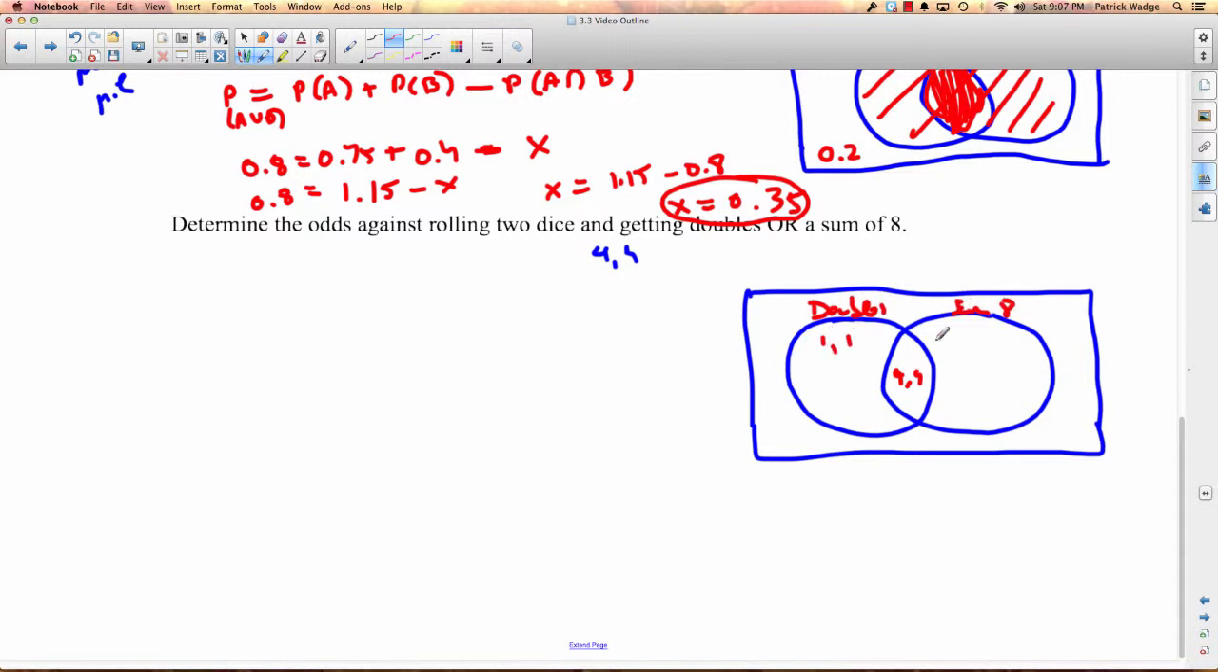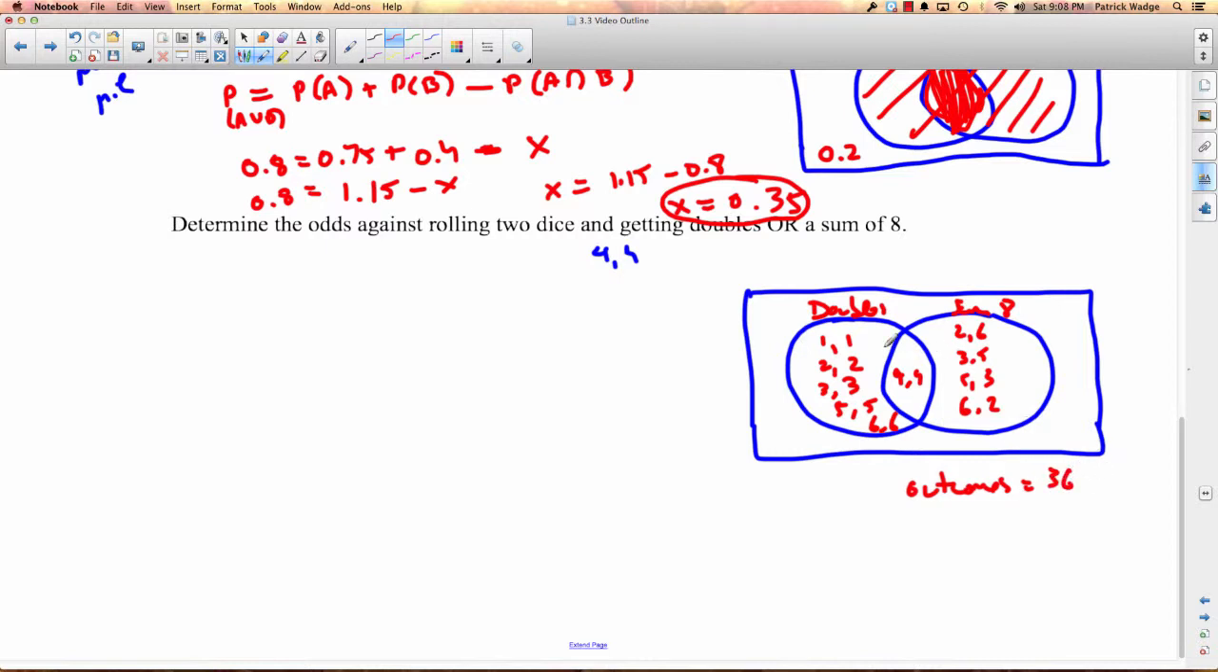So doubles: 1, 1, that doesn't sum to 8. 2, 2, that doesn't sum to 8. 3, 3, that doesn't sum to 8. 4, 4 does, I put it there. 5, 5 doesn't sum to 8. 6, 6 doesn't sum to 8. So there's all my doubles. The ones that sum to 8: 1 and 7, no. 2 and 6, yes. 3 and 5, 4 and 4, 5 and 3, and 6 and 2. And again, remember the total number of outcomes is 36.